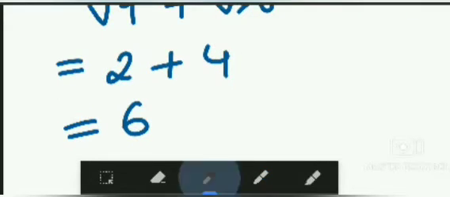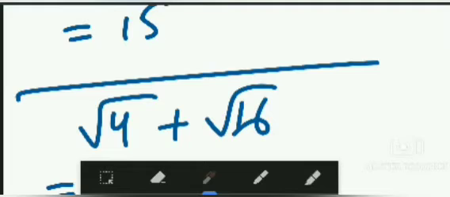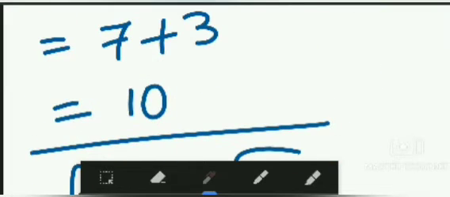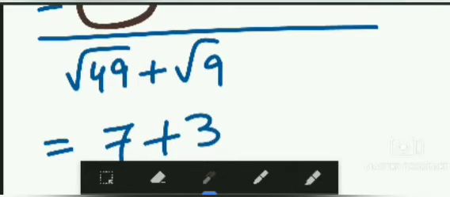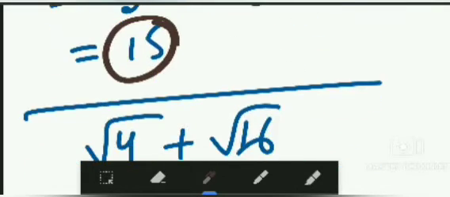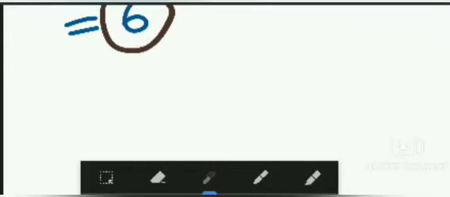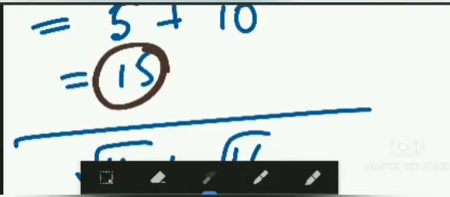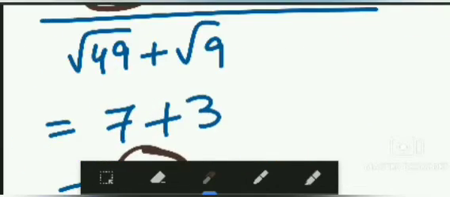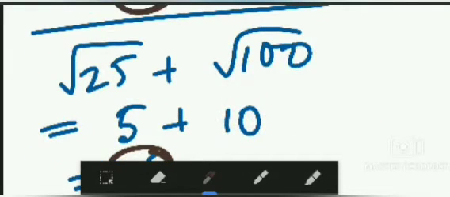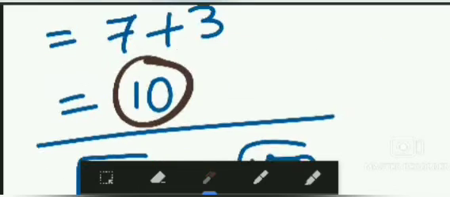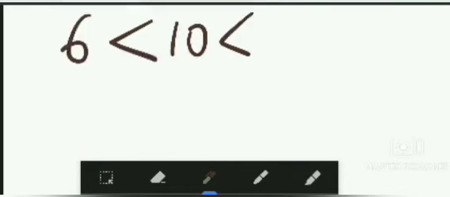Now after getting the sums, we can see one is 6, another is 15, another is 10, another is 11. So which one is the least? 11, 10, 15 or 6? We know that 6 is the smallest. So write down 6, then write down less than. Then we see the numbers 10, 11 and 15. So write down 10 here. Then again write down less than symbol, and then we can see both the numbers are 11 and 15. So 11 and 15 write down in this place.